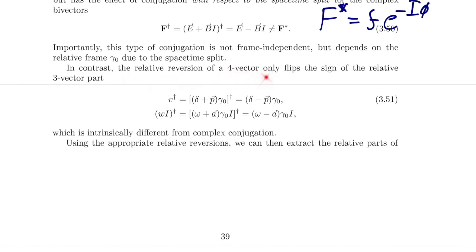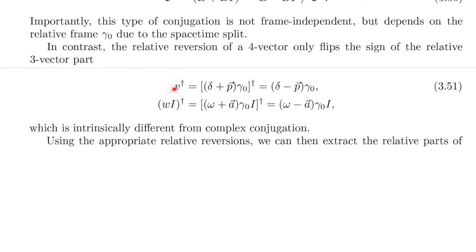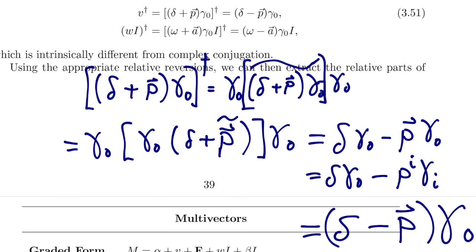The relative reversion of a 4 vector only flips the sign of the relative 3 vector part. So you actually have to take your 4 vector, write it in this relative form. You take this paravector, you write it as the form of a dual of a paravector. That's what's going on right here. And then you take its relative reversion, and the relative reversion of this object will just flip this one sign. I guess we could work that out. Actually, this is a good exercise.